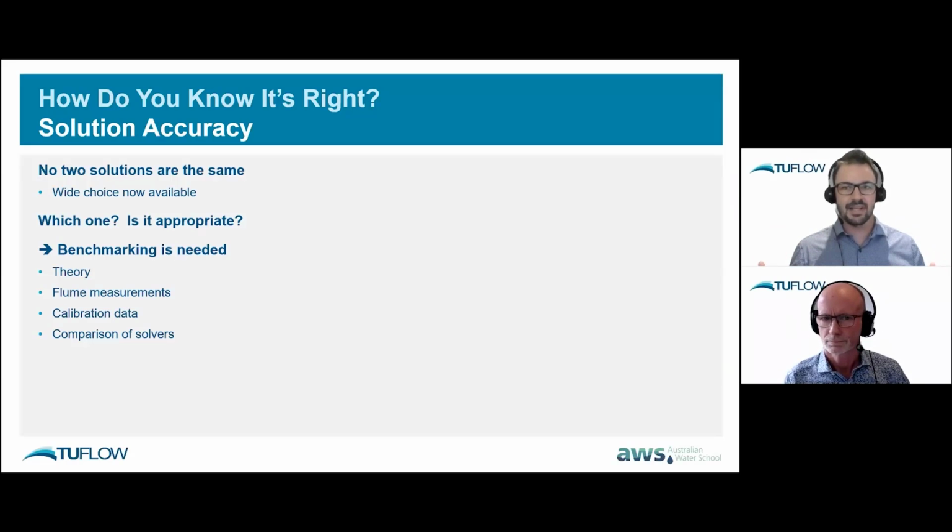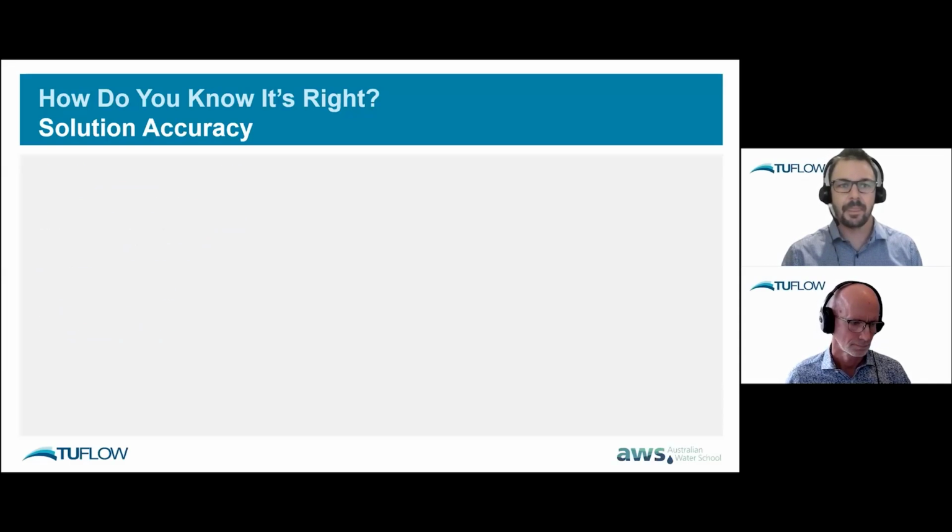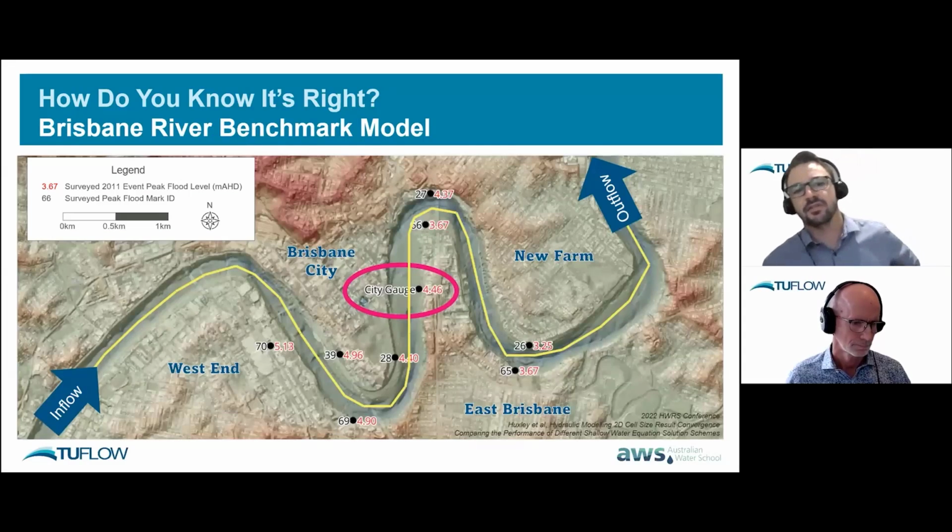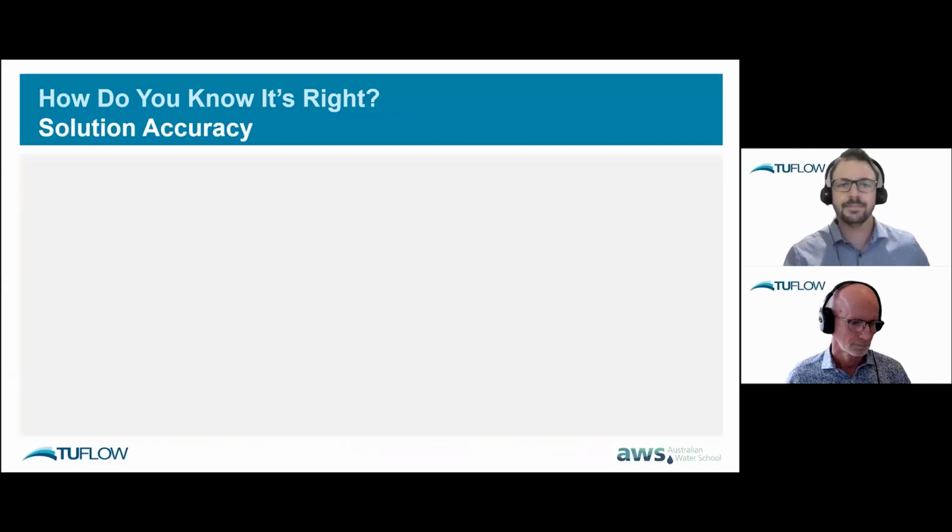And I guess the hard thing for someone who's a young modeler is to understand, okay, which one is right, which one is wrong. There's a couple of ways you can do that. It's by comparing your results to theory, flume measurements, calibration data, and also comparison against solvers that you trust. So stepping back one slide, we focus on that long section first, which is the yellow line.